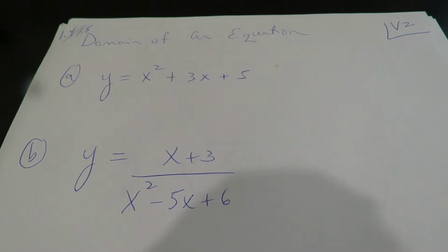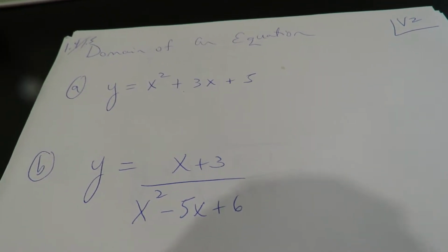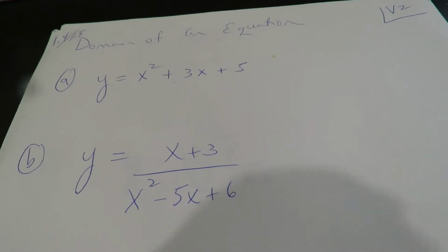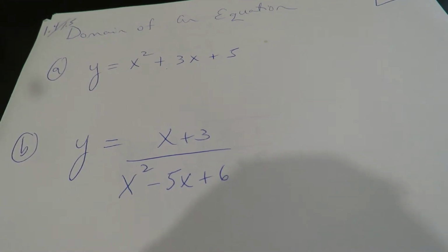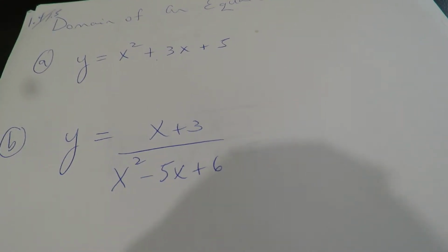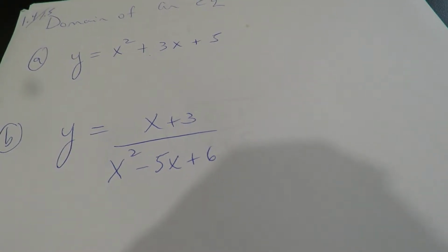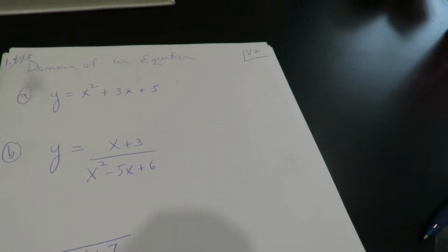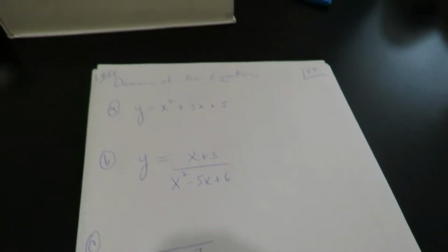Domain of an equation. We were just doing domain and range of a graph. Now we're going to do domain of an equation. This is more abstract. You don't have something to look at. So a domain of an equation, what it's asking, the question is, what values of x are allowed in the equation? Are there any exclusions? Is there something that can't go in there? So that kind of idea.